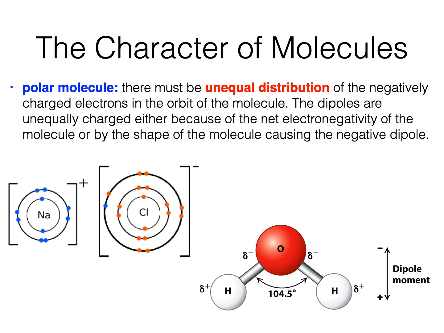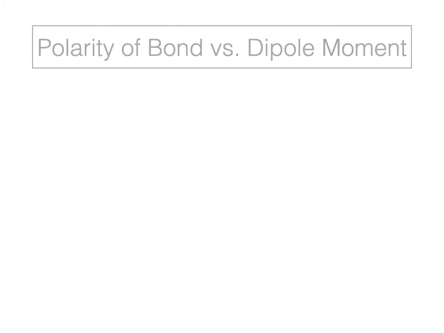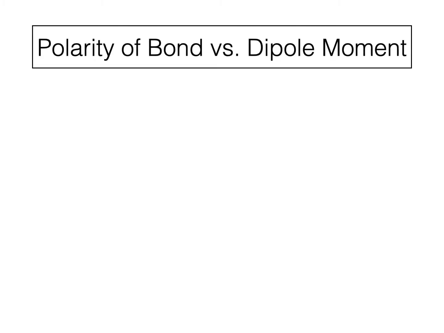And so we have a distinctly negative area where the oxygen is, and a distinctly positive area where the hydrogens are. There are poles that exist, therefore this would be a polar molecule. And you can see the dipole moment drawn in on the right side, the arrow pointing towards the oxygen. That's what we mean by character, the polarity. Is it nonpolar or is it polar?